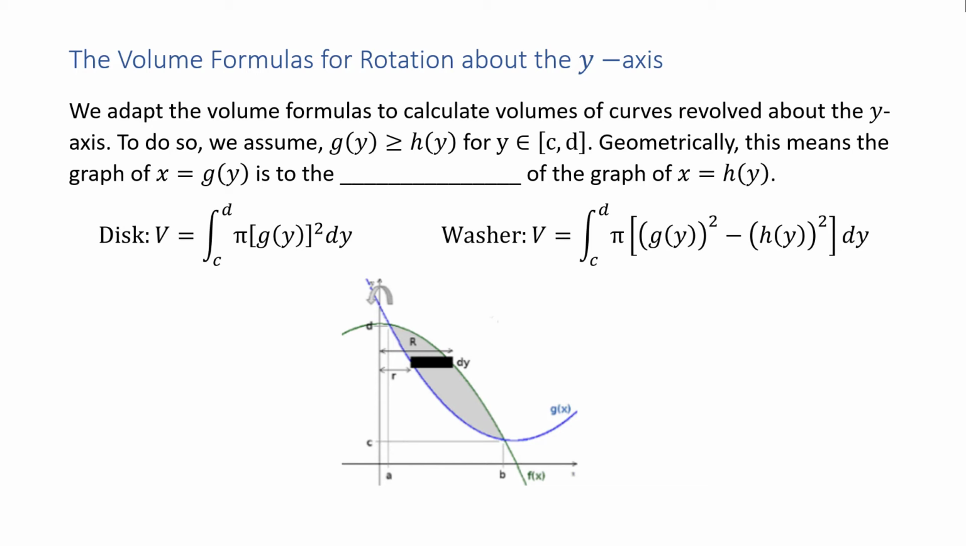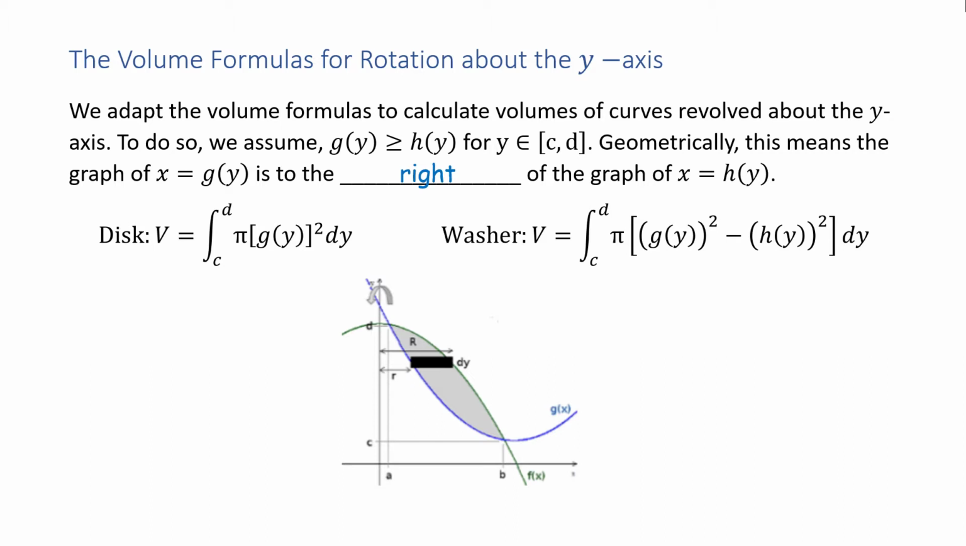The volume formulas for rotation about the y-axis. We adapt the volume formulas to calculate volumes of curves revolved about the y-axis. To do so, we assume g of y is equal to or greater than h of y for y in the closed interval from c to d. Geometrically, this means that the graph of x equals g of y is to the right of the graph of x equals h of y.